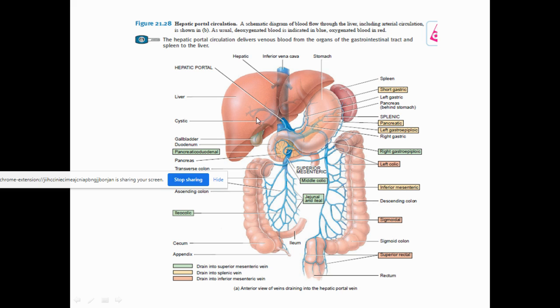So this is all. The whole thing is coated by visceral peritoneum. The liver as well as the gallbladder is coated by the visceral peritoneum.